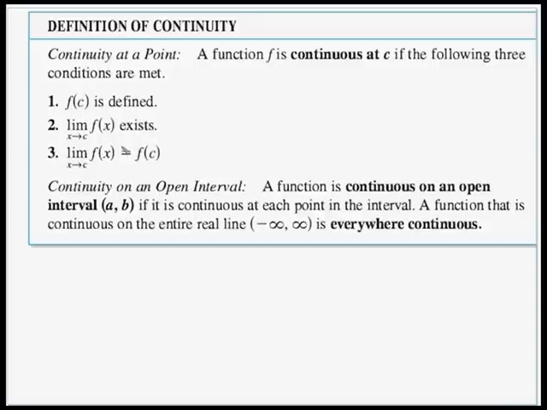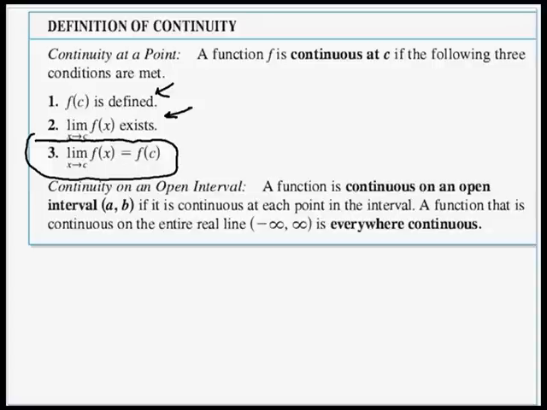Now, when I think about this, I think the only important one is number 3. Because if the limit exists and the function is defined, and they are equal, that implies the first two. We couldn't have number 3 if number 1 didn't already happen, our function is defined. And we wouldn't have number 3 if the limit didn't actually exist. Number 3 just ties them together and says that they are in fact equal.